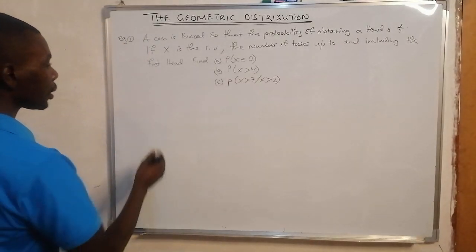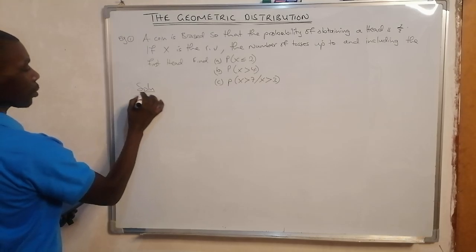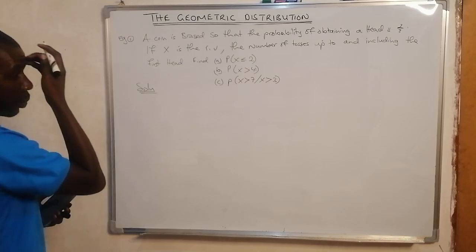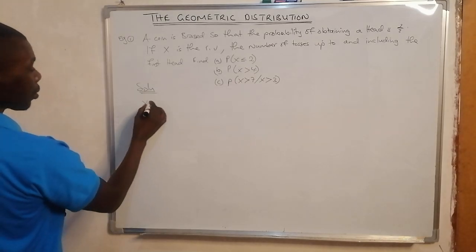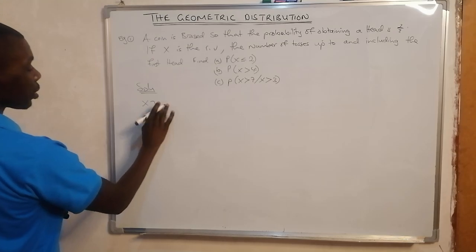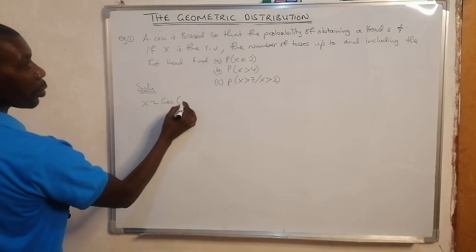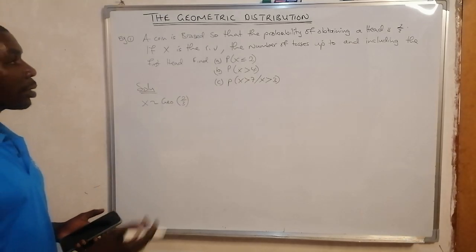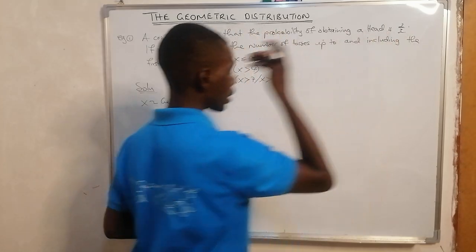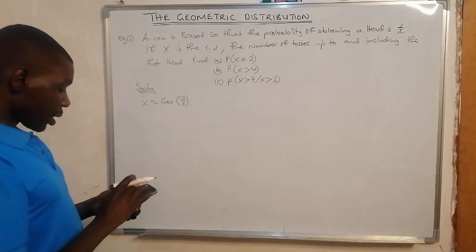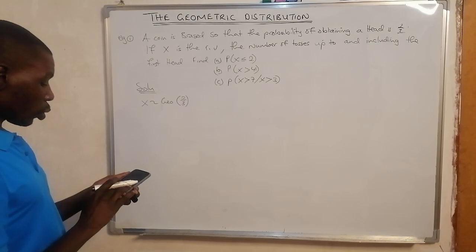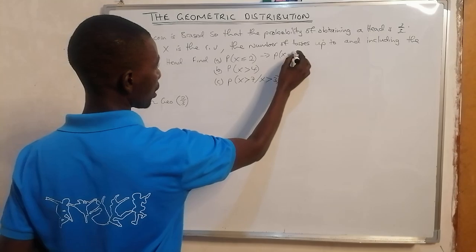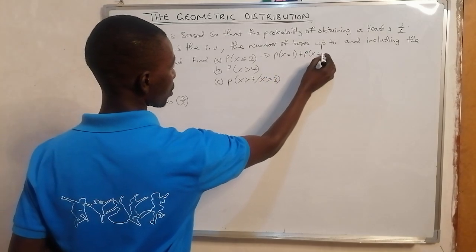Alright. Our solution, remember we said x follows geometric distribution with probability of success 2 over 3. That's the probability of obtaining a head. Right? P of x is less than or equal to 2. We can use this one as P of x equals to 1 plus P of x equals to 2.